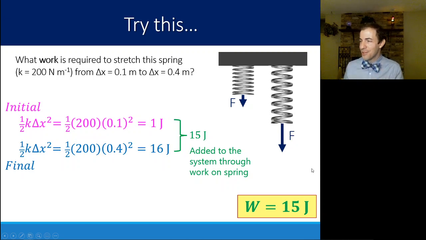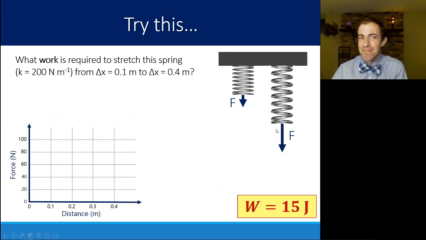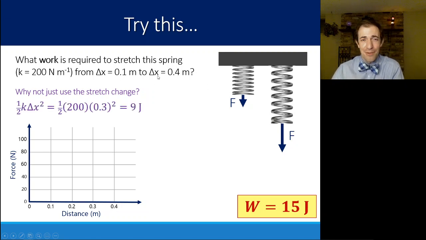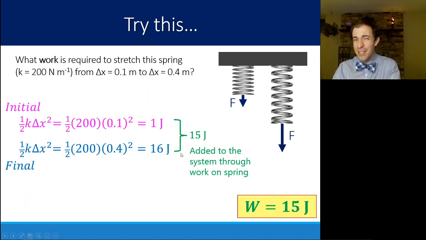Well, you can look at this problem and make one very common error. We can look at this and say, okay, it stretched from 0.1 to 0.4. Why wouldn't I just take the change in this stretch? So instead of saying 0.1 and 0.4, why would I just say 0.3? It turns out there is a major reason why that doesn't work. If I were to do 0.3, I would end up with 9 joules, which is different than what we calculated before, the difference between the energy at 0.1 and at 0.4.